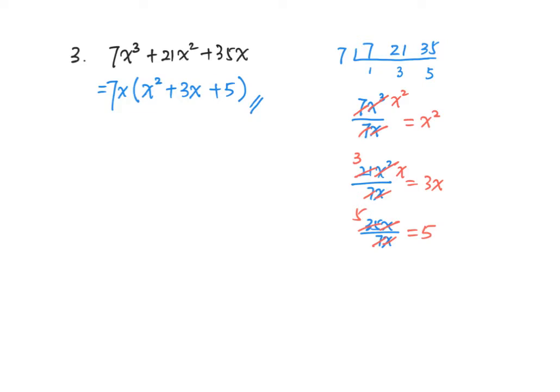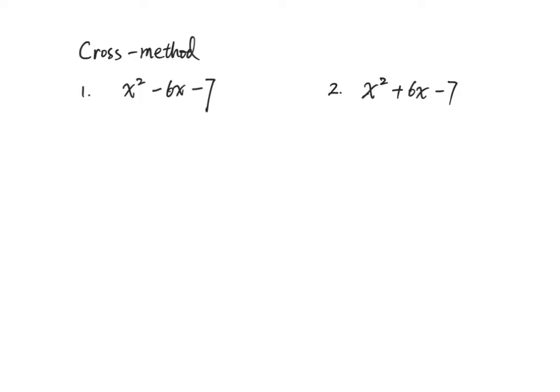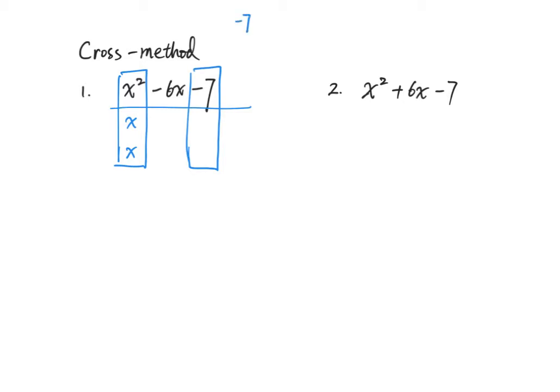So let's move to another example. Now, here I demonstrate how to use the cross method to factorize. For the first question, x squared minus 6x minus 7. First of all, we need to do a draft. So x squared can be factorized as x times x. And negative 7 can be factorized in 2 ways: negative 1 times positive 7, or negative 7 times positive 1.